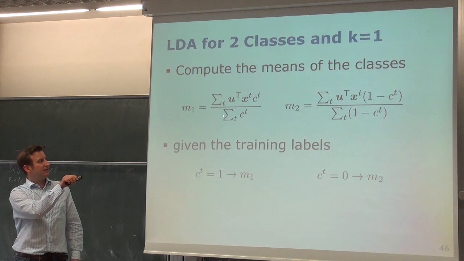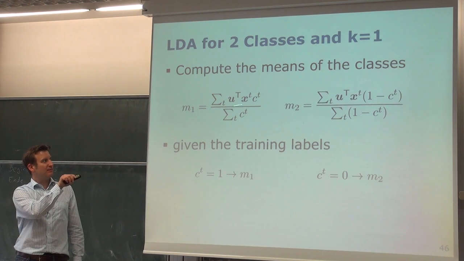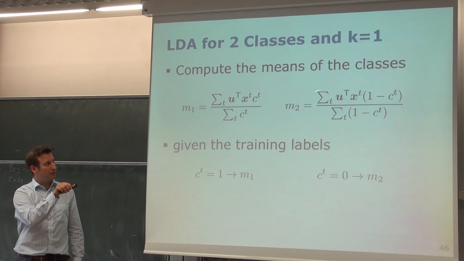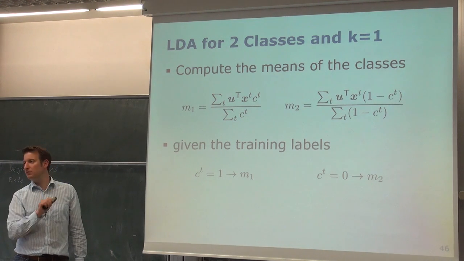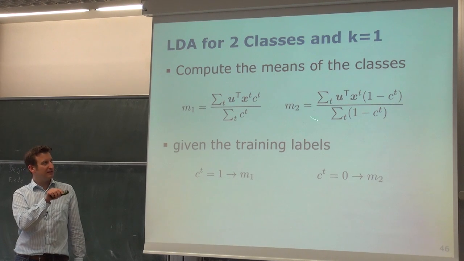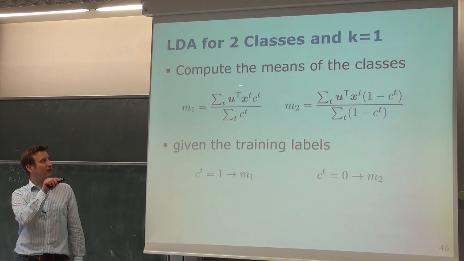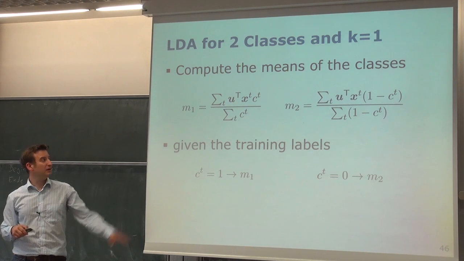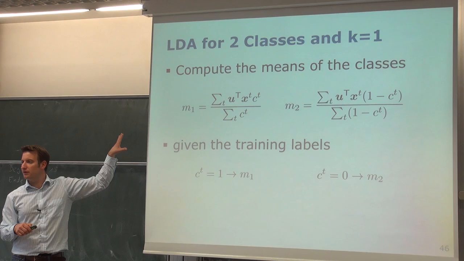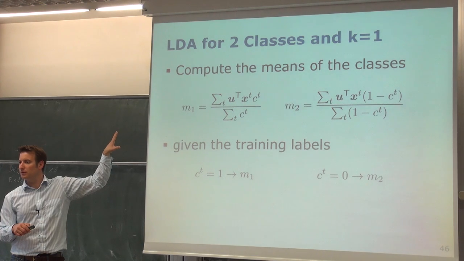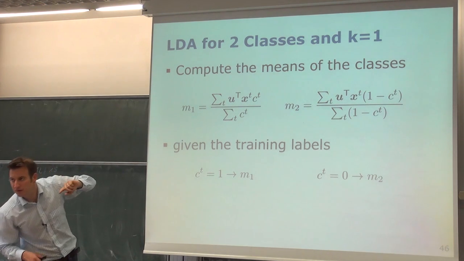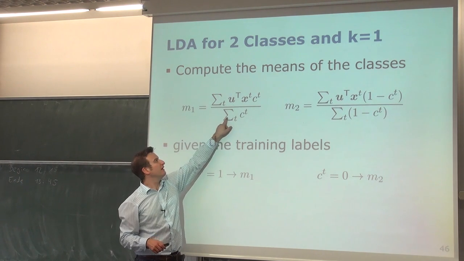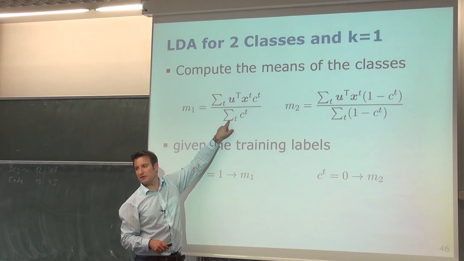And I simply divide that, just counting the number of points in class 1 and the number of points in class 2. What I therefore did is I computed the mean for the elements in class 2 and the mean for the elements in class 1 projected onto U. Is it clear how that works? You don't understand this expression? This just counts the number of elements in class 1.